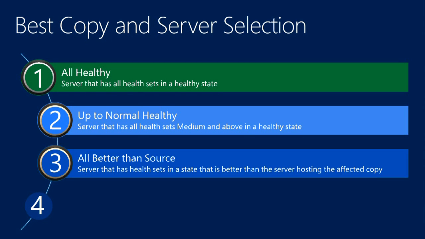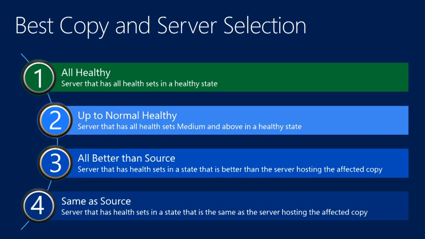If they're not, then we'll look for what we call all better than source. Again, this is a different approach. In 2010, we didn't consider the source. In 2013, we do. So what that means is we look at the nature of the failure on the source, and we try to find a target that is better. So if the failure was Outlook Web App dying on the source, we need to find a target that has Outlook Web App in a healthy condition. Otherwise, we won't fail over to it. And then the last criteria is same as source. We've evaluated all the health sets, and the health sets for the server we want to fail over to are largely in the same state as the server on which the failure occurred. We will actually try to fail over to that server as well.